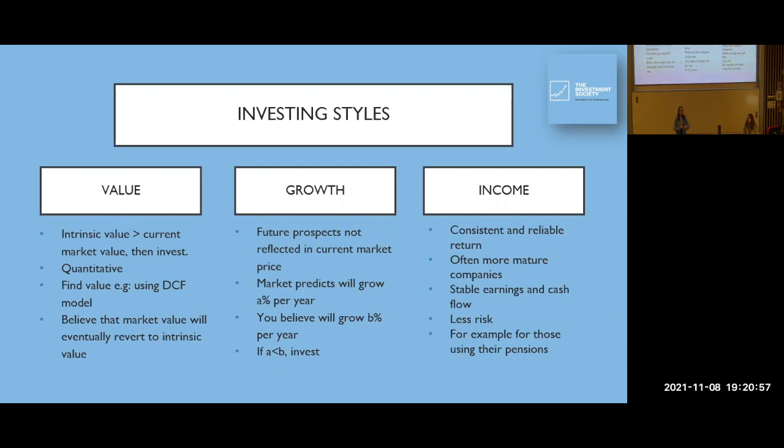Here, what we're doing is looking at the percentage increase of the market value and then comparing this to what analysts predict it will be at the current point in time. Income, on the other hand, is when you are relying on your investments for your day-to-day income. For this profile, you will be willing to take on a lot less risk because you're relying on this for buying food for your day-to-day living.